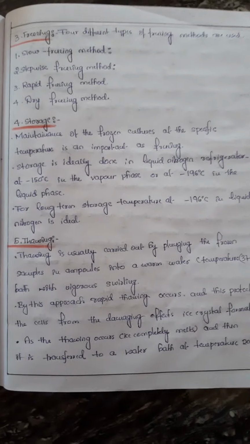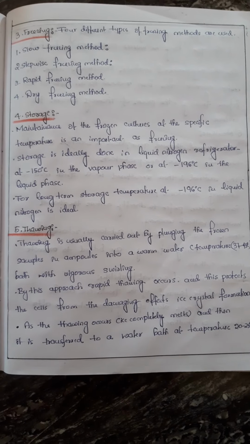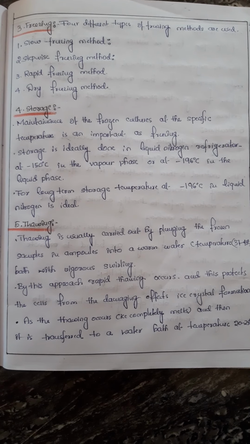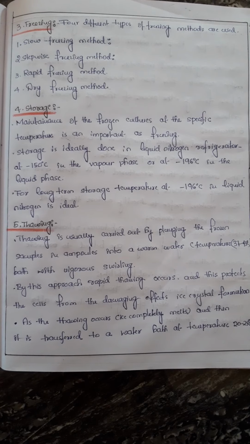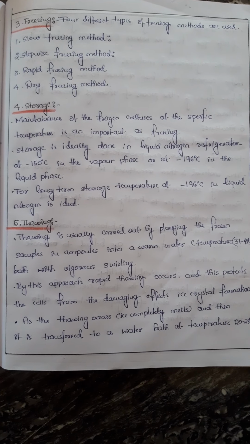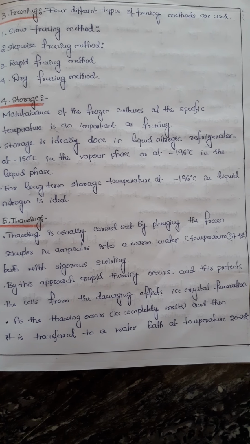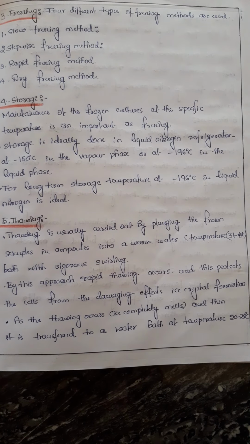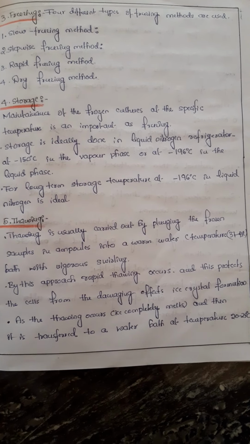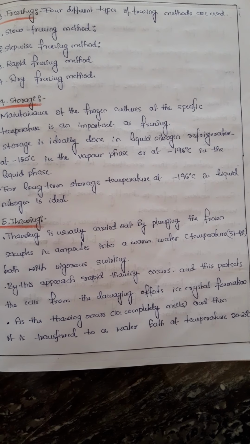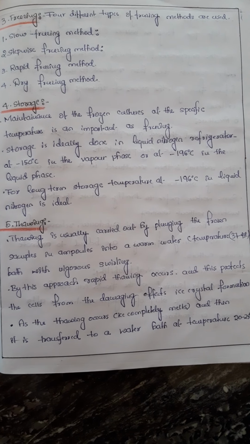Third one is freezing. Four different types of freezing methods can be used: slow freezing method, stepwise freezing method, rapid freezing method, dry freezing method. What do you mean by slow freezing method? Slow freezing method means the tissue or the requisite plant materials is slowly frozen at a slow cooling rate of 0.5 to 5 degrees Celsius per minute from 0 degrees Celsius to minus 100 degrees Celsius and transferred to liquid nitrogen.